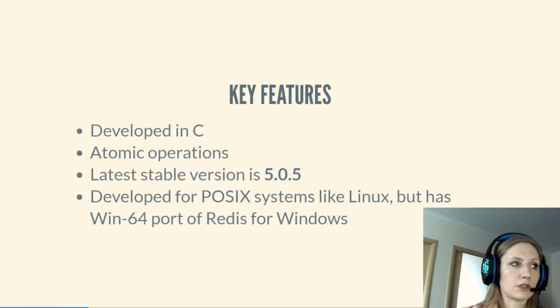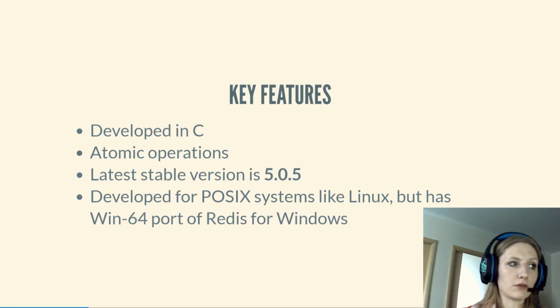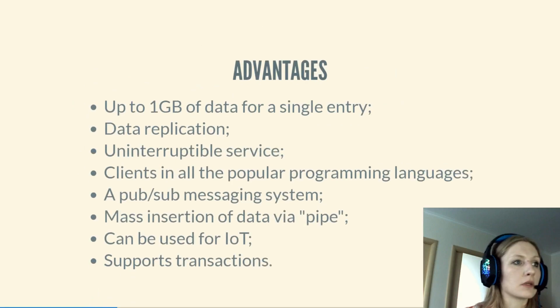Key features. Redis is developed in ANSI C and uses atomic operations. Initially, it was developed for POSIX systems like Linux, but in case you have Windows, there are no problems. Microsoft now develops and maintains a Win64 port for Redis. At the same time, Linux and OS X are the two operating systems that are more tested than others, and they are recommended for deploying this system.